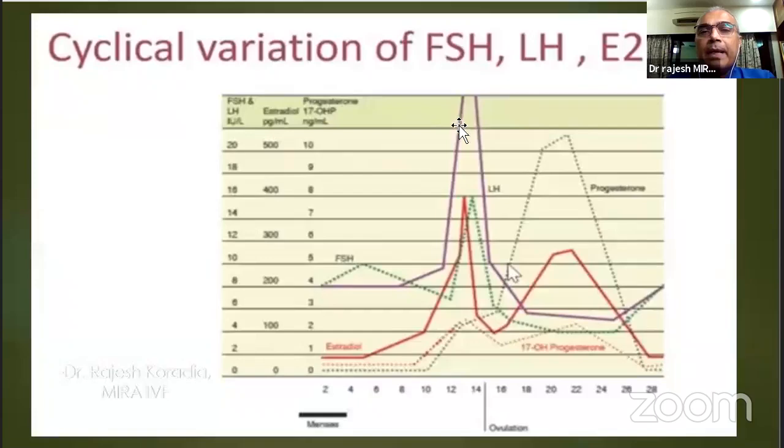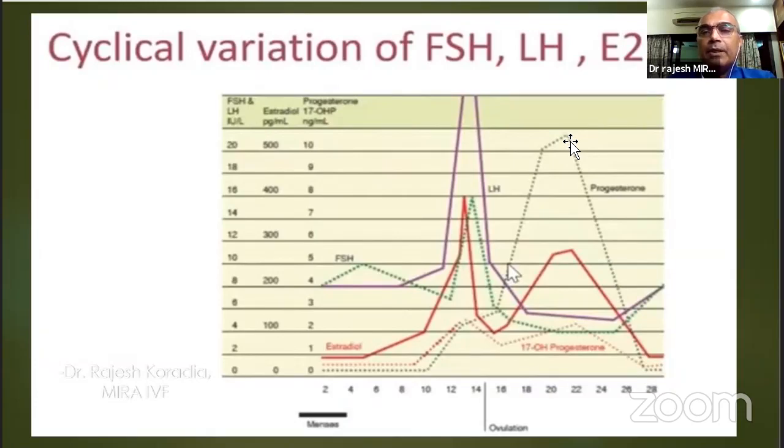It is not only decided by the height or the level of the LH surge, but it is decided by the fall in the estrogen level. Once this LH surge occurs, the progesterone starts rising exponentially, reaching up to 10 nanogram per ml, and this remains high for a couple of days.